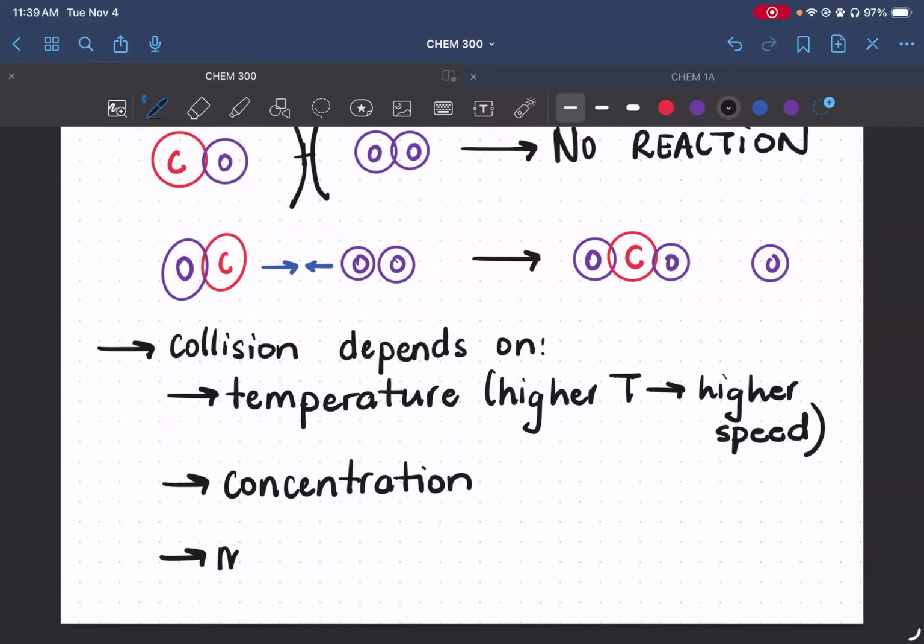And finally, molecular size. Again, following the analogy of the car, a crash between two semis would, of course, be a lot more disastrous than between two bikes. The collision still occurs, of course, but the force of the collision and the resulting energy depends on the size of the molecules.